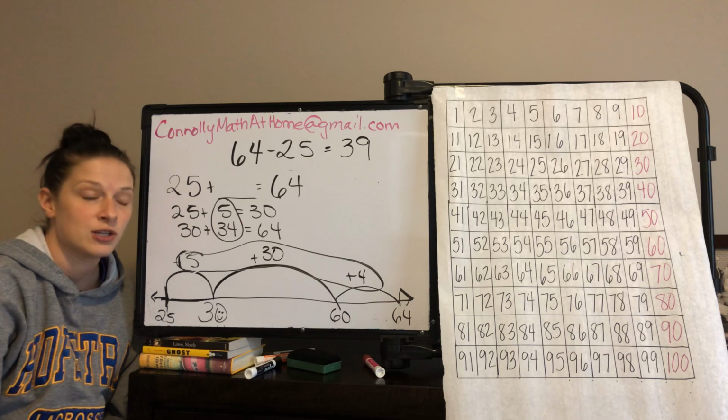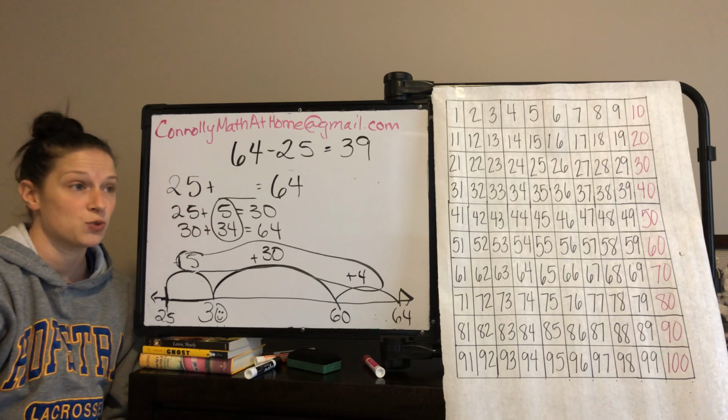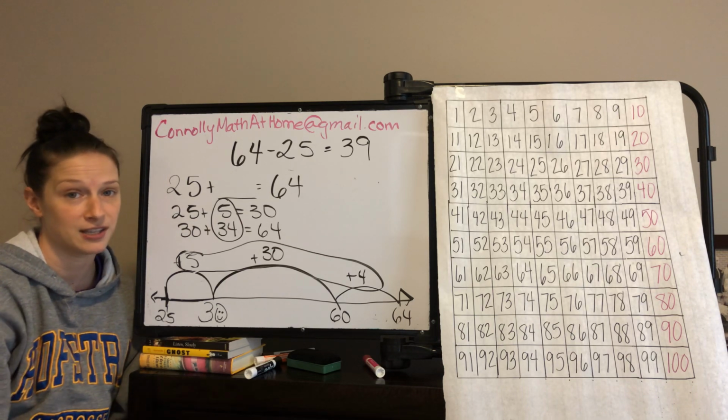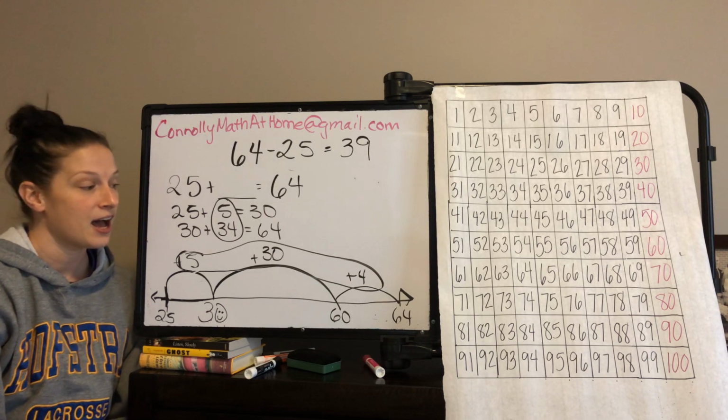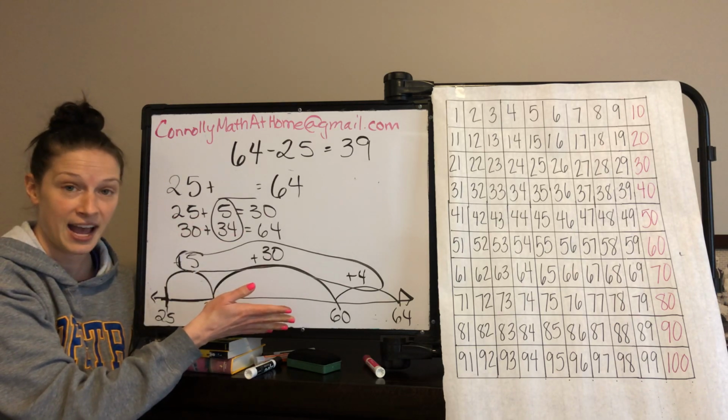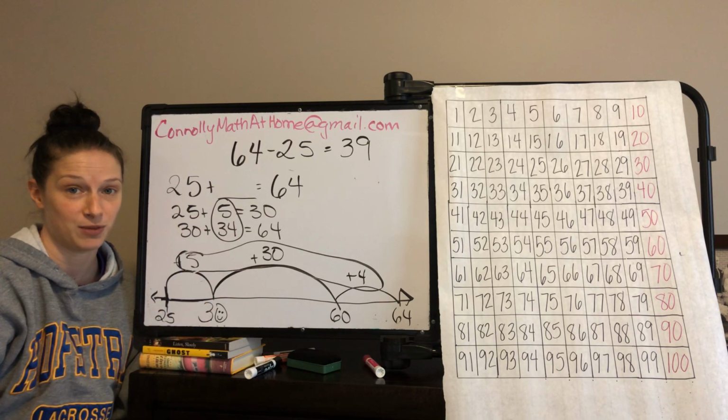We use those landmark numbers as much as we can. We subtract using the numbers that have zeros as a digit in the ones place. It makes it easier for us to subtract. It makes it easier for us to add. Those landmark numbers are really important.